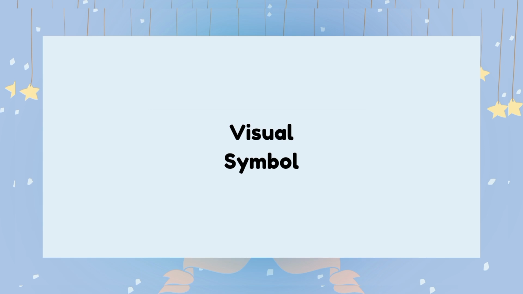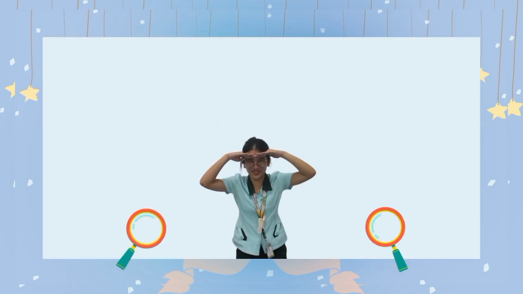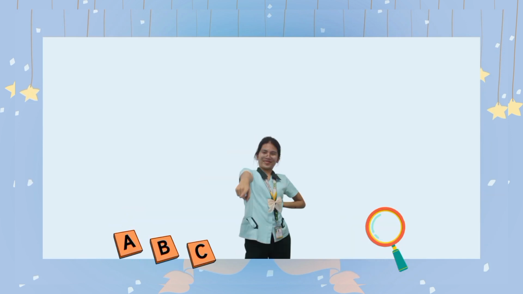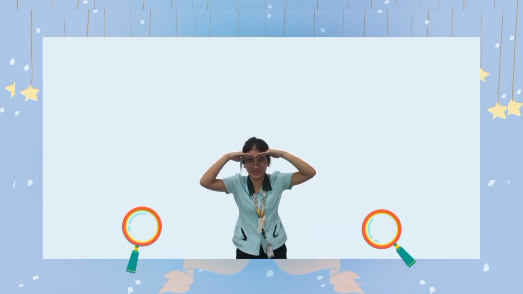Visual symbol. Let's take a look at these slides. So this is a traffic light. If it's red light, we stop. If it turns yellow, we wait. But if it turns green now, we can go. We can still identify what it is because of the drawing. Sometimes visual symbols can be in the form of charts, maps, graphs, or diagrams for conceptual representation.